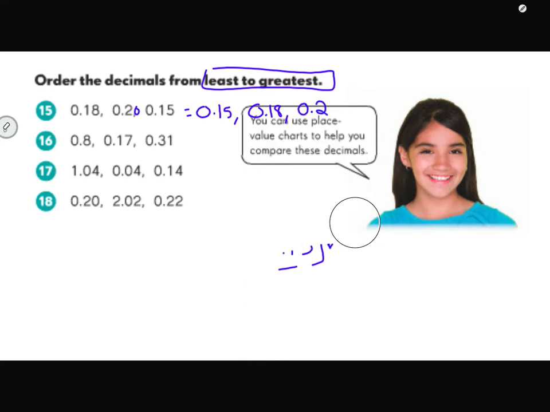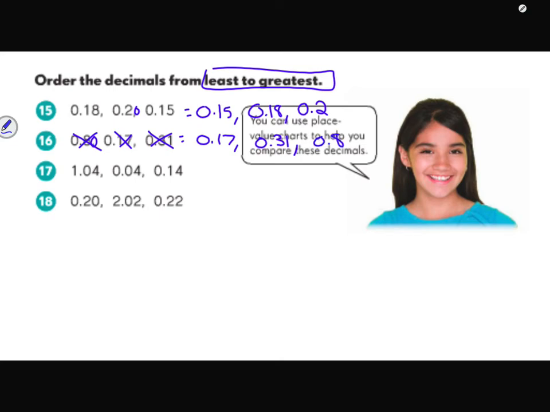All right, let's check the next one. The next one says 8/10, which again, I could put a little 0 there to remind myself that it's 80 hundredths, 17 hundredths, 31 hundredths. I want the smallest, so I'm thinking of money. Which one's the smallest? 80 cents, 17 cents, or 31 cents? I know 17 hundredths is the smallest. The next smallest is 31 hundredths. And the biggest is 8/10. I'm going to write it like it originally was.